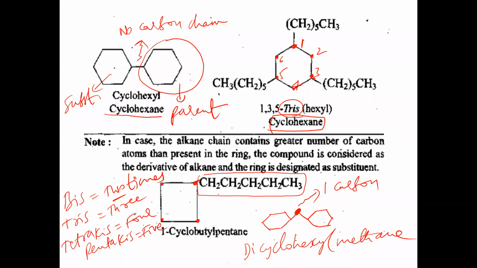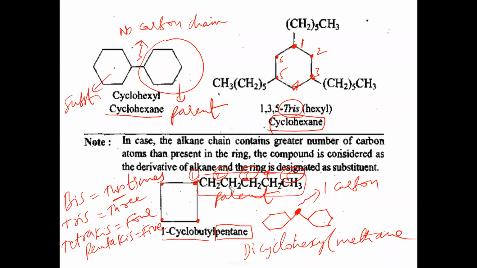Now which is the parent here? This is the parent compound. The parent compound has how many carbon atoms? 5. So what is the parent name here? Pentane. 5 carbon atoms with a single bond between carbon atoms. In this pentane, this is the first carbon, second carbon, third carbon, fourth carbon, fifth carbon. On the first carbon, what is there? Cyclobutyl. A cyclobutyl group is attached. So 1-cyclobutylpentane is the IUPAC name.